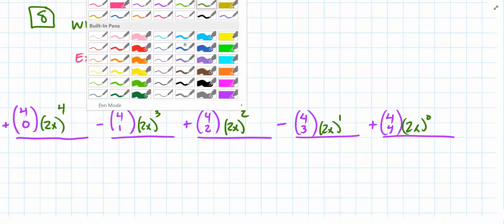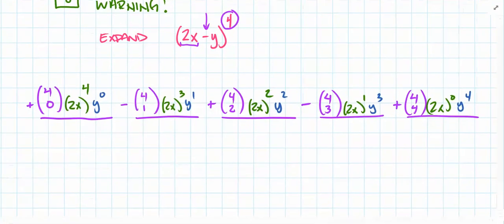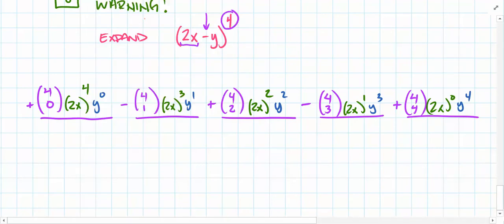Okay? Next thing we have to do, and we'll choose blue, is we'll take our y. So we'll go y to the 0, y to the 1st, y squared, y to the 3rd, and y to the 4th, increasing. Okay, so that is our setup. Next is going to be our cleanup. So we're going to clean this whole thing up, and we're going to have this, okay?